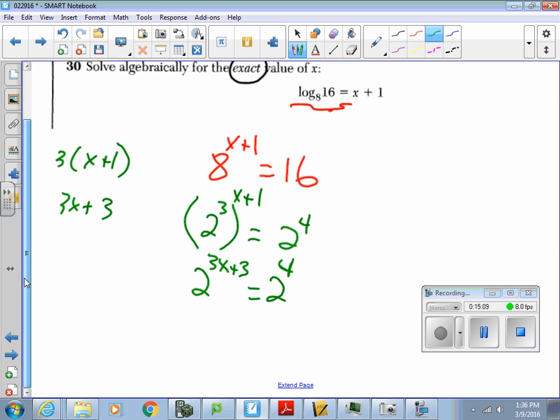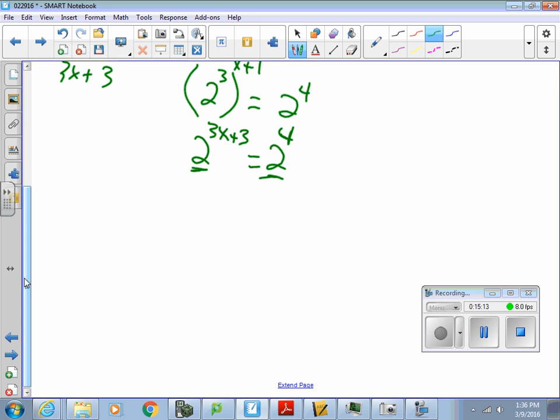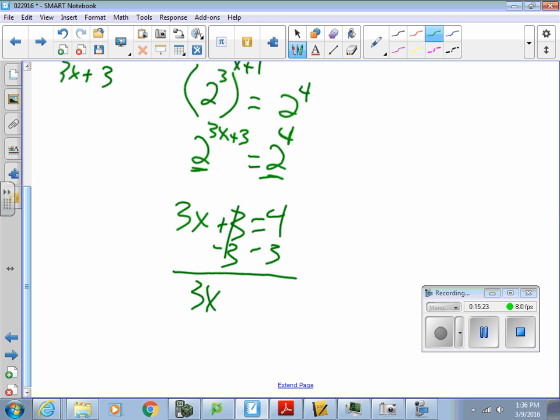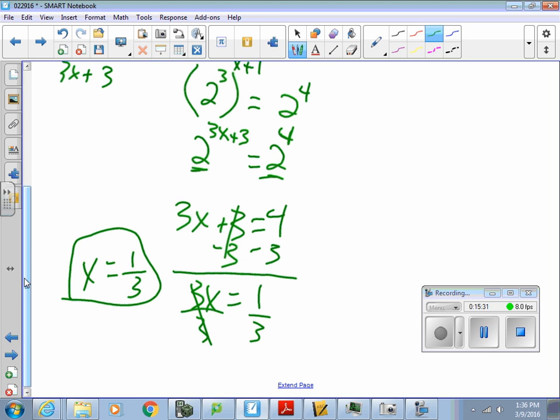Now, we have a good situation. We have the same base. Now we can make the exponents equal. So we'll say 3x plus 3 is equal to 4. Now we can just subtract 3, subtract 3. You have 3x is equal to 1. Divide by 3, divide by 3. You get x is equal to 1/3. If you put that in the calculator, you get 0.33. It is not an exact value. So be careful. 1/3 is an exact value. 0.33 is not.